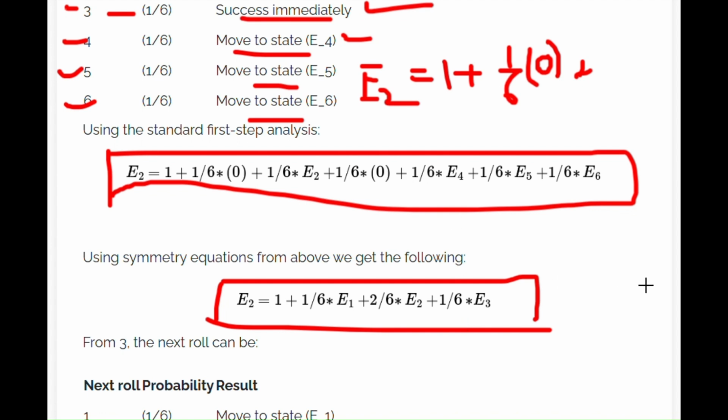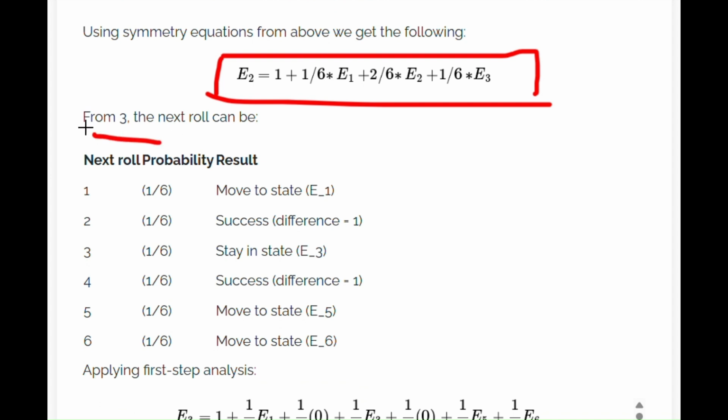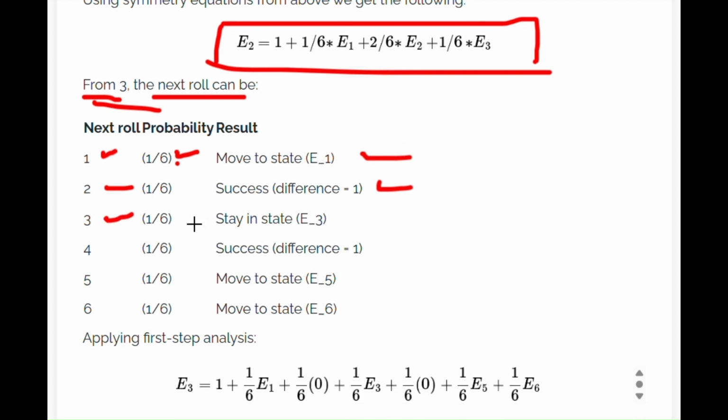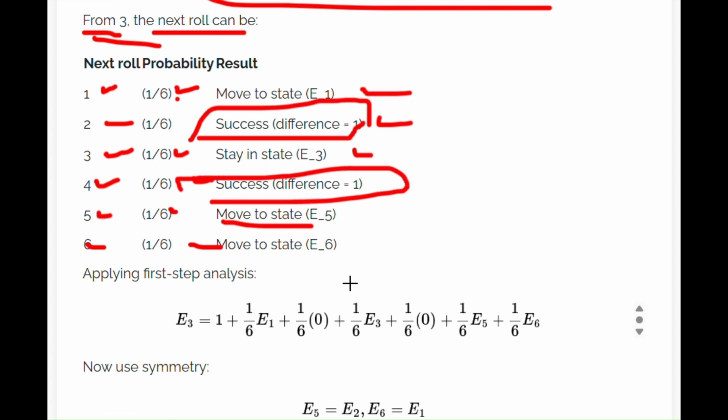We need one more equation so that we have 3 equations and 3 unknowns, E1, E2, E3, and we'll be able to solve them. So we follow the same process for 3. We just roll a 3, so we are in state 3. The next roll can be 1, 2, 3, 4, 5, 6. Same process. From 1, if we roll a 1 with probability 1 by 6, we move to state 1. From 2, we get a success because the difference is 1. From 3, probability 1 by 6, we stay in state 3. We roll a 4, probability 1 by 6, again a success. Roll a 5, probability 1 by 6, move to state 5. We roll a 6 and move to state 6. So these two are success ones, so these become 0.